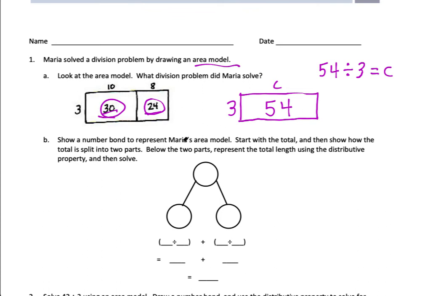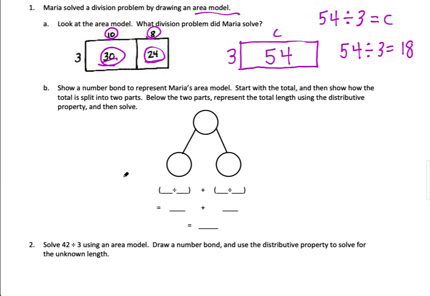I just had to work backwards to figure out, okay, what problem did she try to do? And we know the answer. You can actually write the answer. You can say 54 divided by 3 equals 18. Because here's the answer right here. 10 plus 8. All right, now it says show a number bond to represent Maria's area problem or area model. Start with the total, then split it up into 2 parts. I'm just going to split it up like she did.